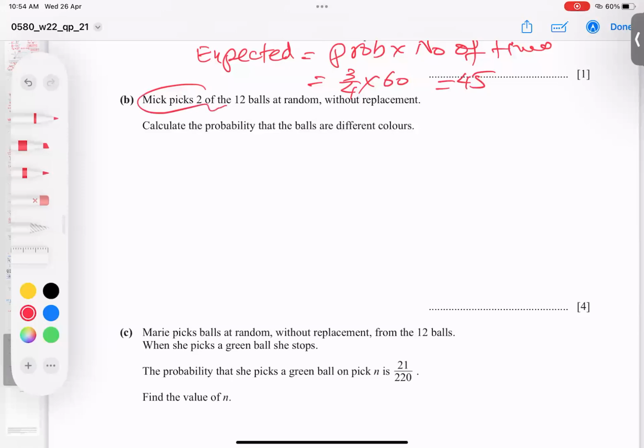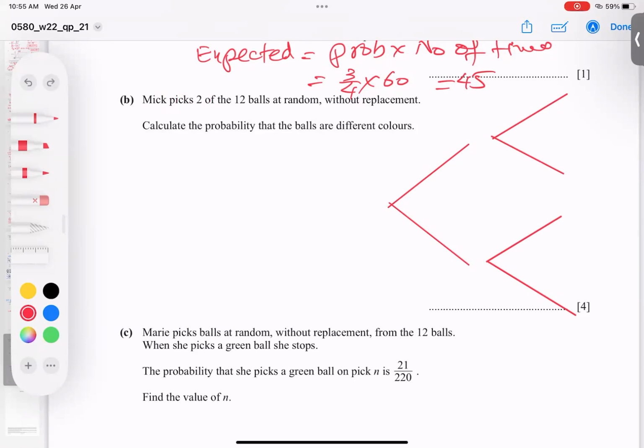M picks 2 balls from the 12 without replacement. The probability is of different colors. So I think I can do it by tree diagram, which makes the question easier. Otherwise, I can do it directly. Okay, I think this makes it easier. So he says different colors.